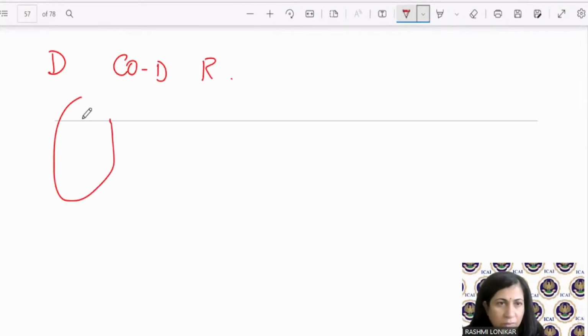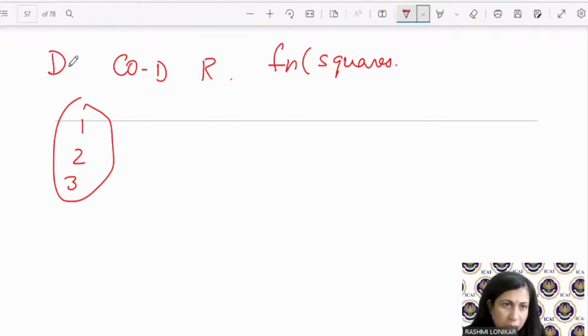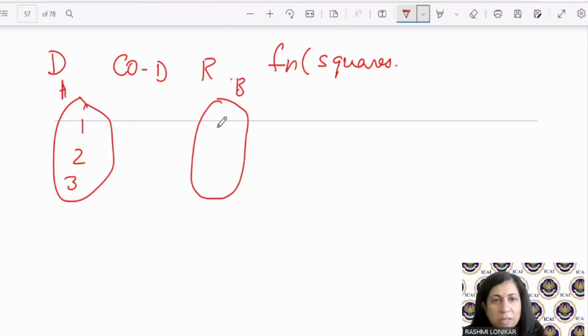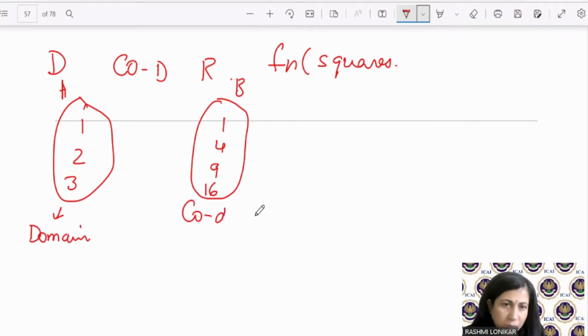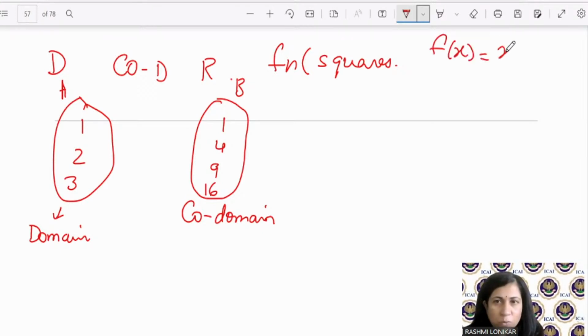Suppose I have 1, 2, and 3, and my function is squares. Here this is my set A. And I have a set B: 1, 4, 9, 16. Then this is my domain, this is my codomain. Now I want to map this function. What is the function? The function is saying square. What is my function? f(x) is x square.